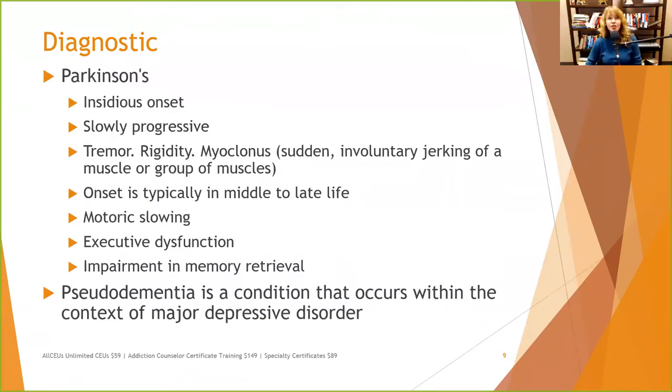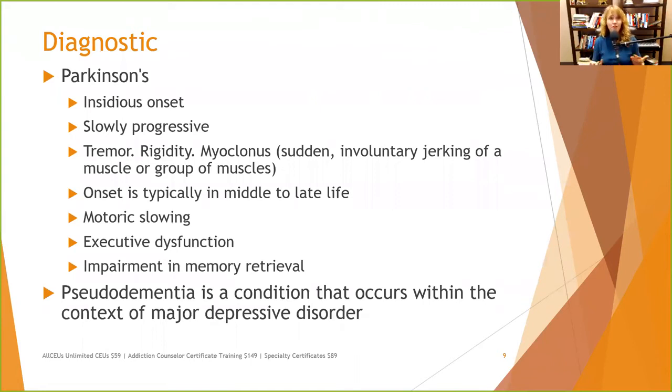Parkinson's is another problem that can have cognitive impairment associated with it, and it's obviously different than Alzheimer's disease. It has an insidious onset, and it's slowly progressive. The person may have tremor, rigidity, or myoclonus, which is a sudden involuntary jerking of a muscle or group of muscles.